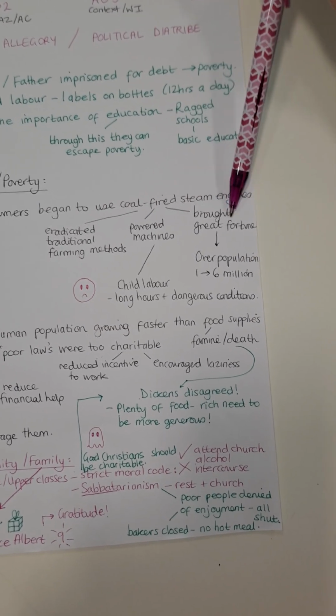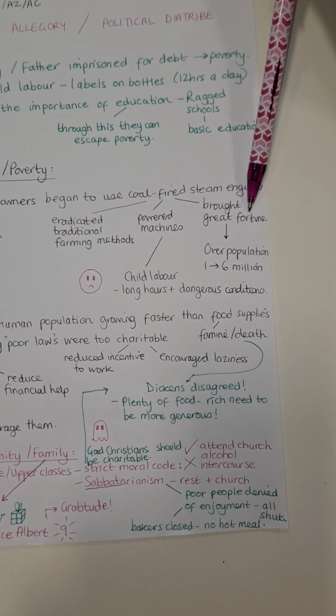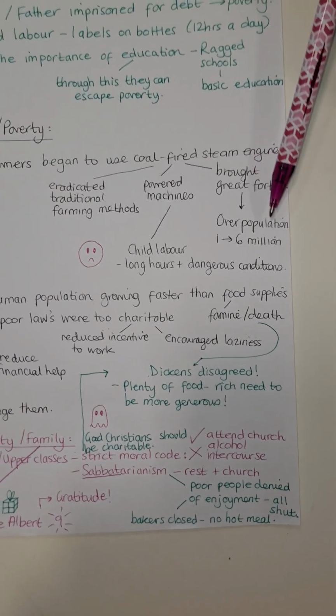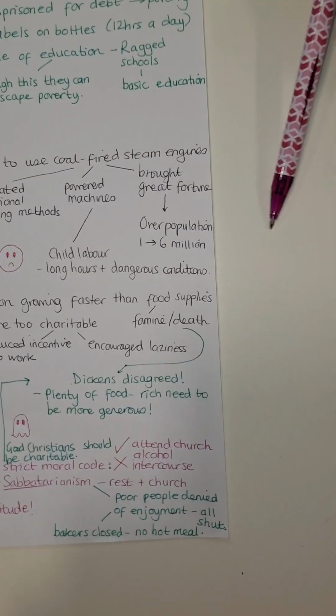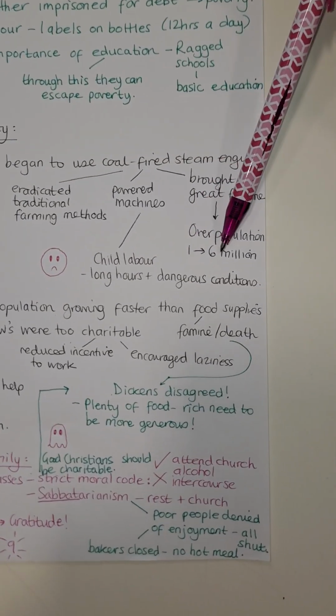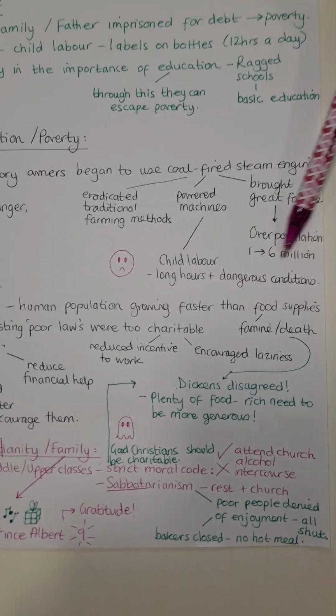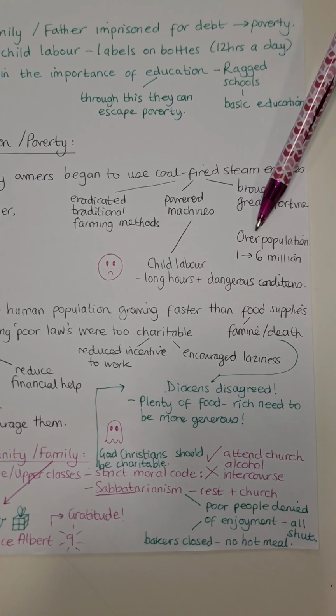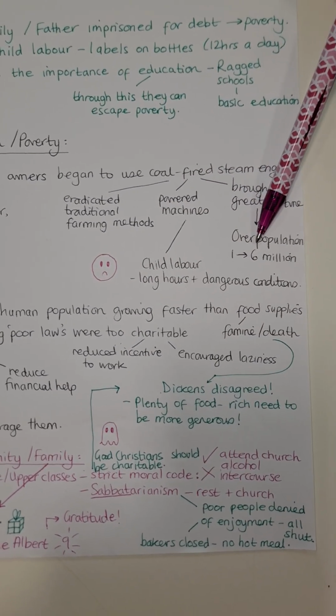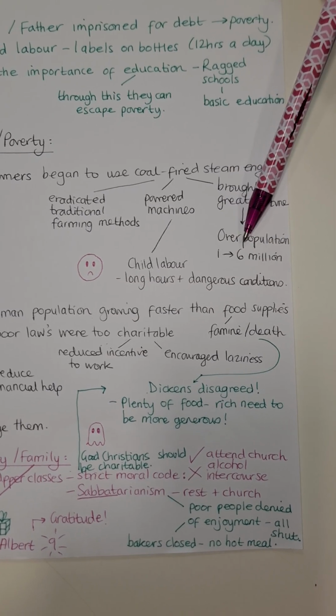So this brought great fortune into London at the time. It meant that so many people flocked to the city, and in terms of overpopulation, it went from 1 to 6 million people. And if there's an overpopulation, then surely that's going to have a big impact on food supplies.